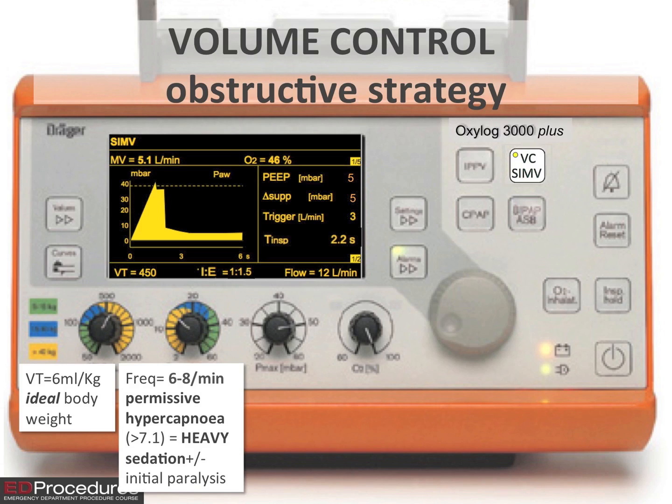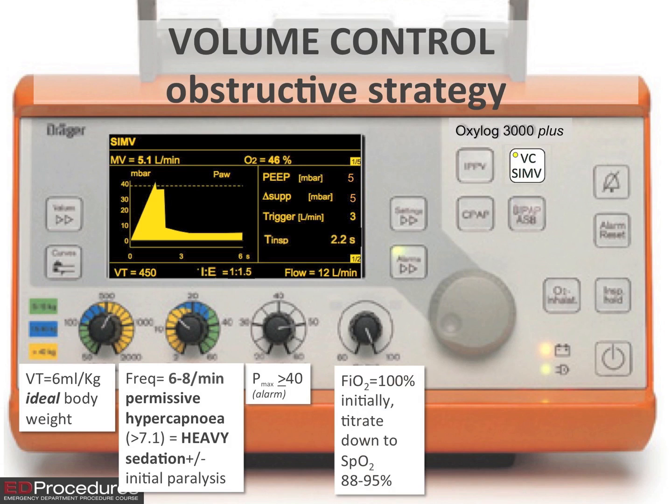To allow this to occur, you need to have the patient bombed to a RASS of -5. While initial paralysis may be necessary to get control of the situation, avoid repeated paralysis as it can cause a polyneuropathy. Pmax is still set at 40 for the same reasons mentioned above. The FiO2 is titrated to give an SpO2 89 to 95%.